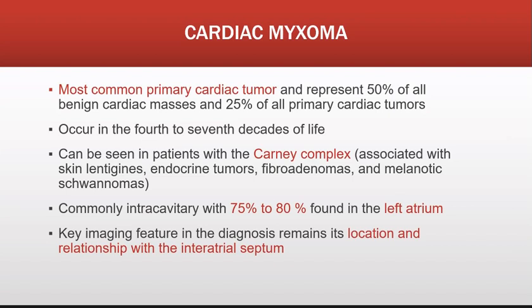Cardiac myxoma is the most common primary cardiac tumor and represents 50% of all benign cardiac masses and 25% of all primary cardiac tumors. It occurs in the 4th to 7th decades of life, and approximately 60% of affected patients are female. Myxomas can be seen in patients with Carney complex. They are commonly intracavitary, with 75 to 80% found in the left atrium, with the majority arising from the interatrial septum near the fossa ovalis. The key imaging feature in the diagnosis remains its location and relationship with the interatrial septum.